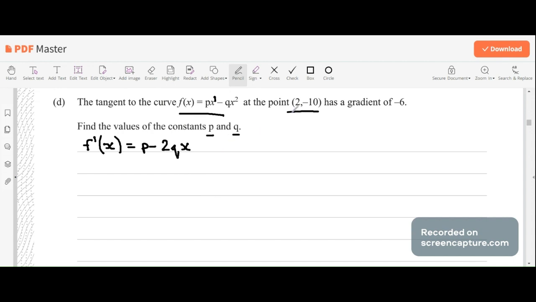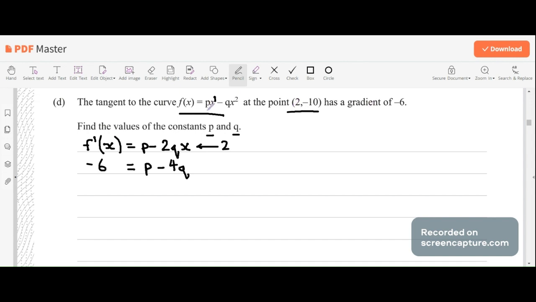Now, at the point 2, negative 10, so when x equals 2, we know the gradient equals negative 6. So p minus, and so if x equals 2, we'd sub x into here, and we're going to get 2 times 2q, so it's going to become 4q. So I just put 2 into x there. Okay.